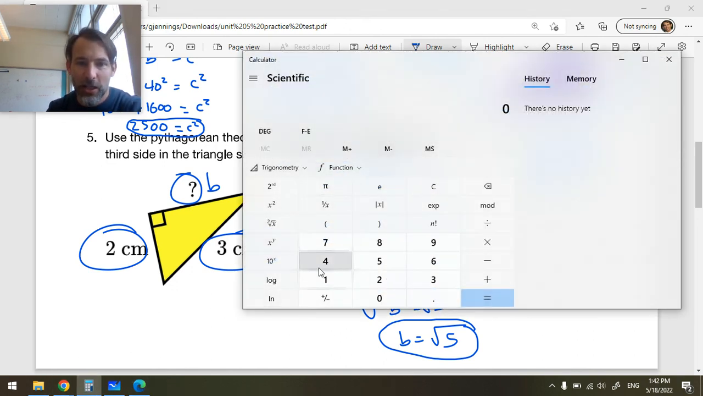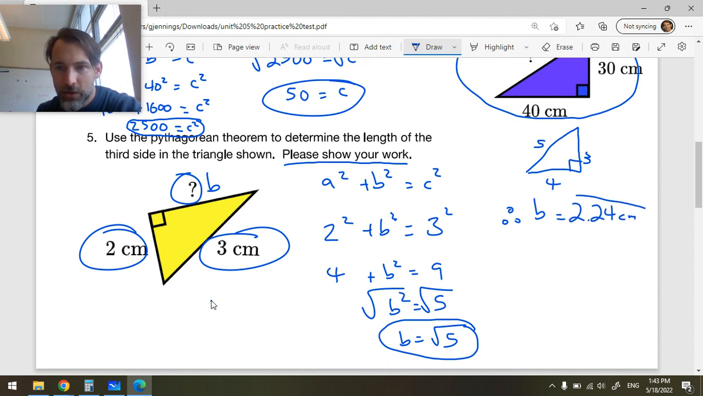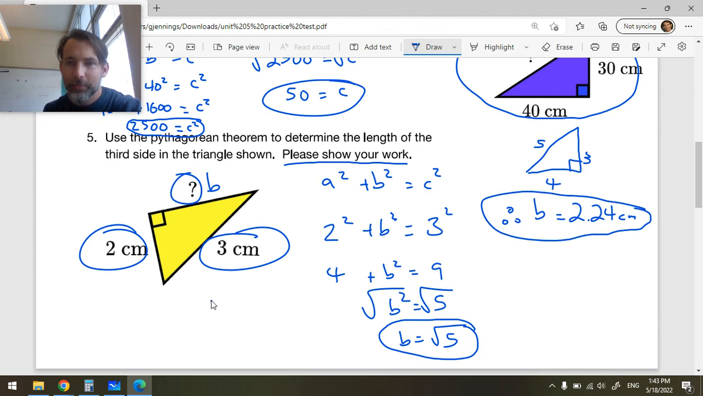Or if I want to tell you a decimal approximation, it would be 5, but I take the square root of it. 2.236, 2.24. Therefore, B equals 2.24 centimeters. Circle it as my final answer.